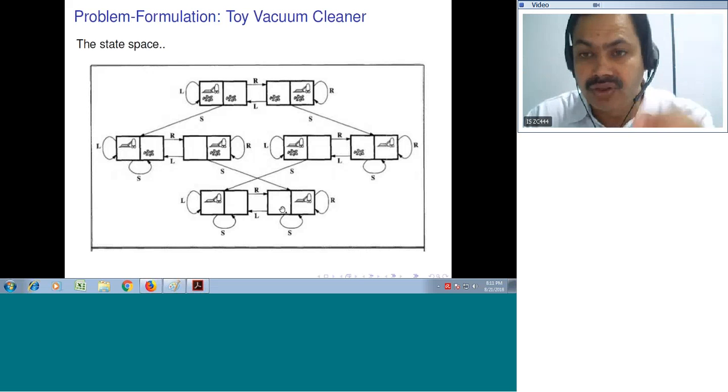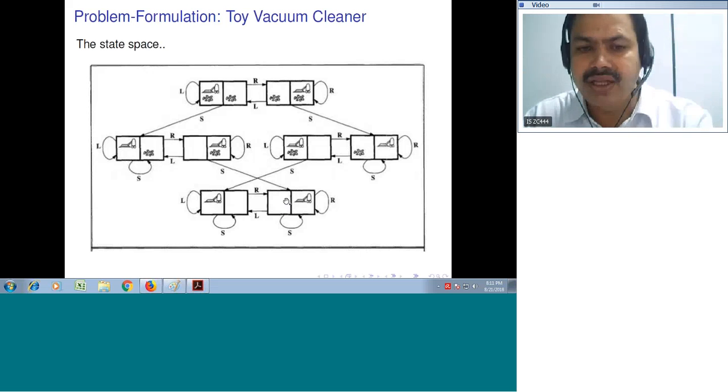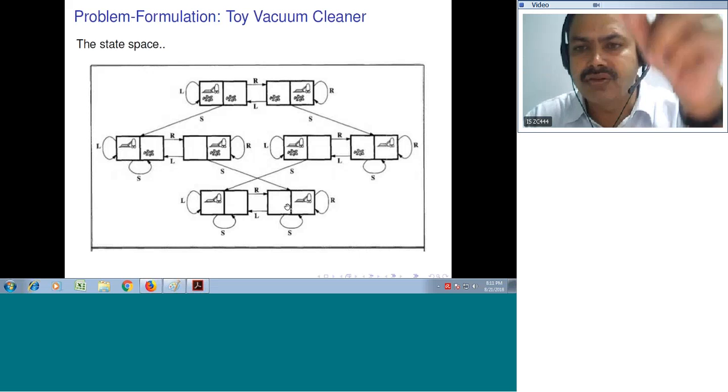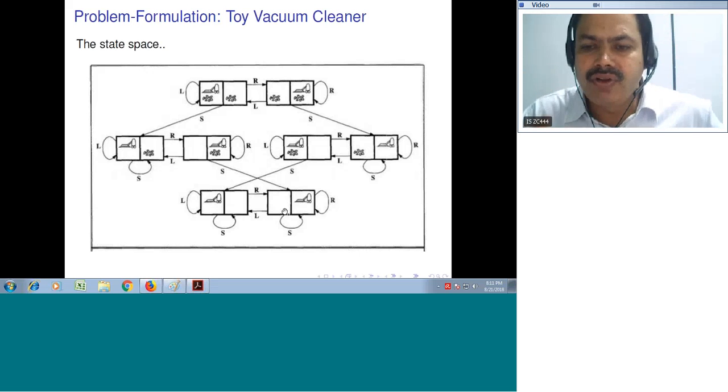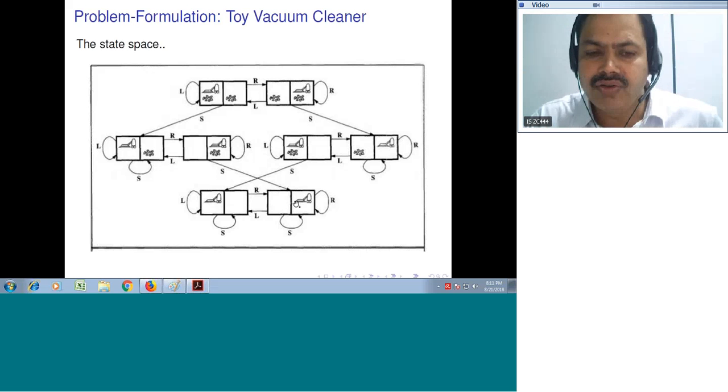Therefore, a good search algorithm should not say that in this particular state it should apply suck. Are you able to see this? I'm repeating your words only, that if you are in this state, you should not apply suck, because suck is not going to change any state. If you are here, you should not apply the right move, because right is not going to change any state.